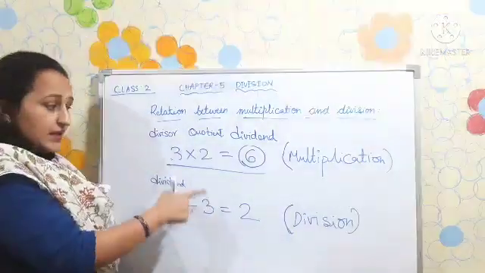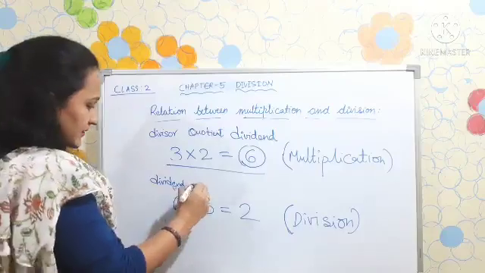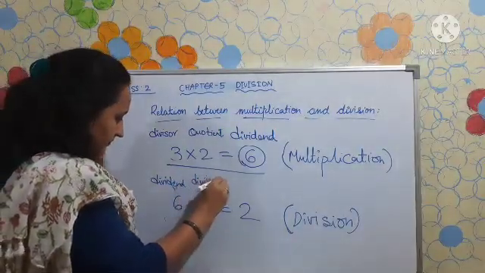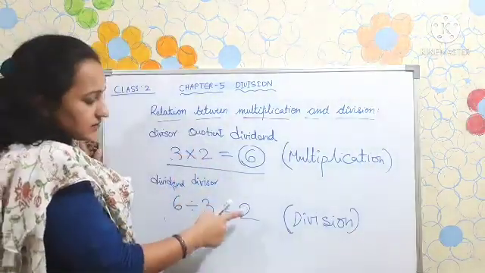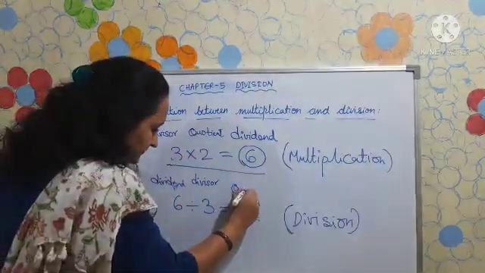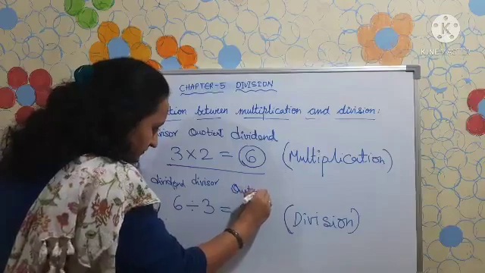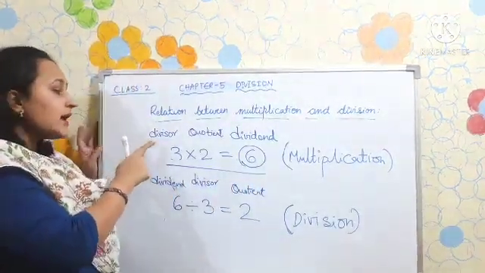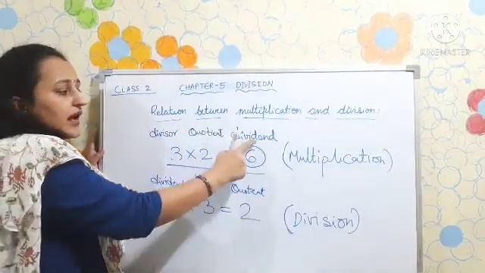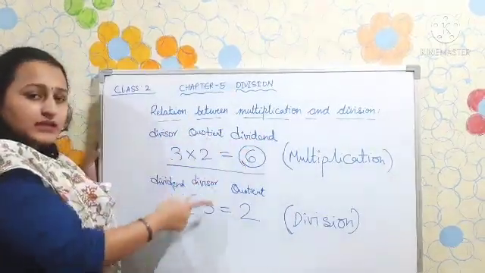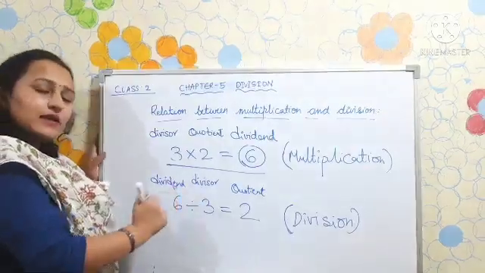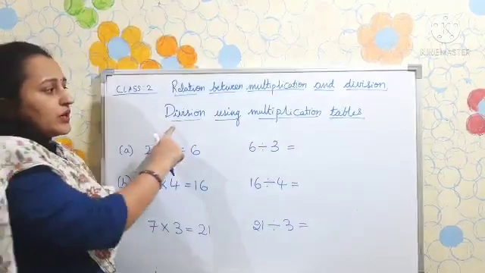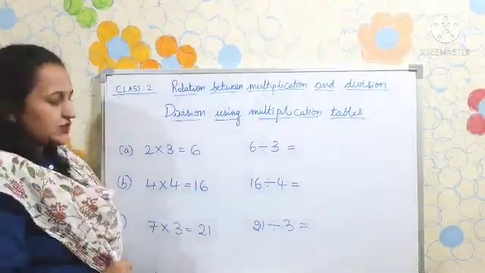Now 3 is called the divisor. 2 is called the quotient. By understanding what a divisor, quotient and dividend are, we can relate multiplication and division and we can solve the sums. Children, now we will do divisions using the multiplication table.